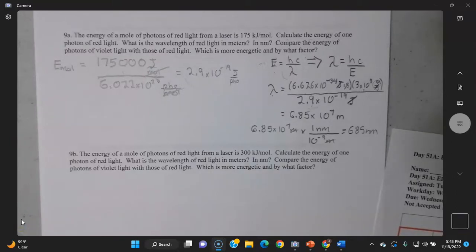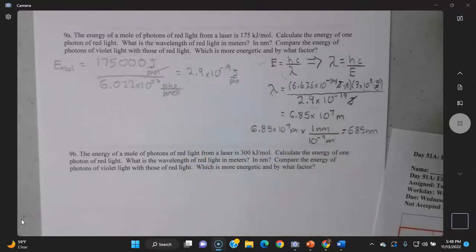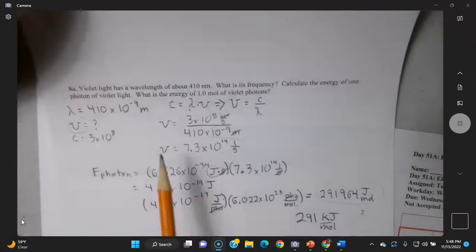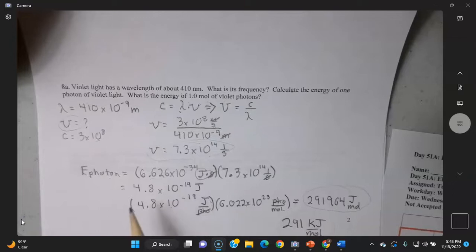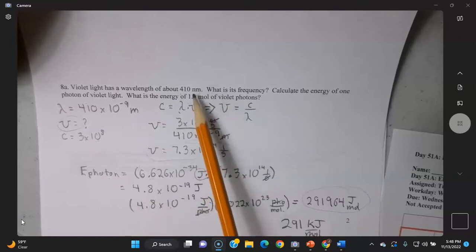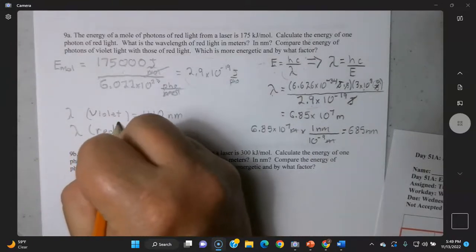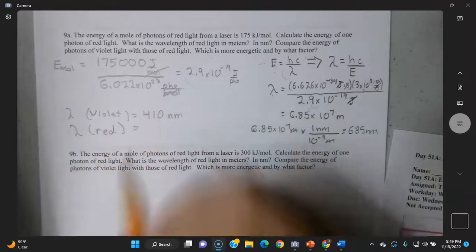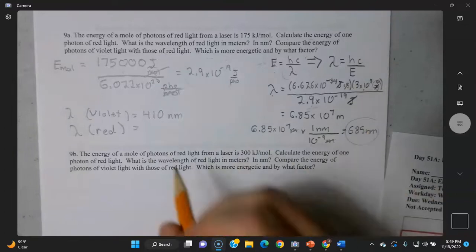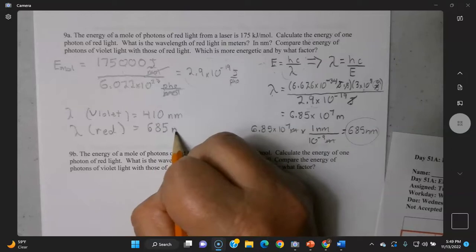Okay, so now it's asking us, compare the energy of the photons of the violet light and the red light. So the violet light, and the actual wavelength for violet light is in 8A, not 8B. I just gave you a number to work with that was different. But it's 410 nanometers for violet. And the lambda, the wavelength for red, is what we got here, which is 685 nanometers.